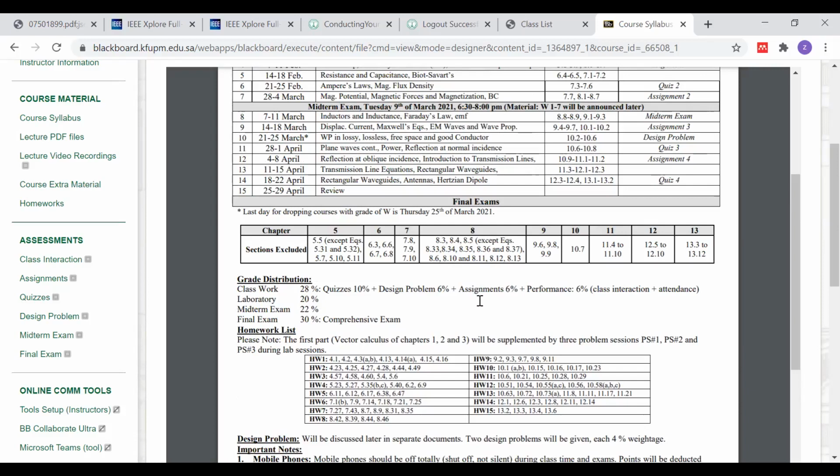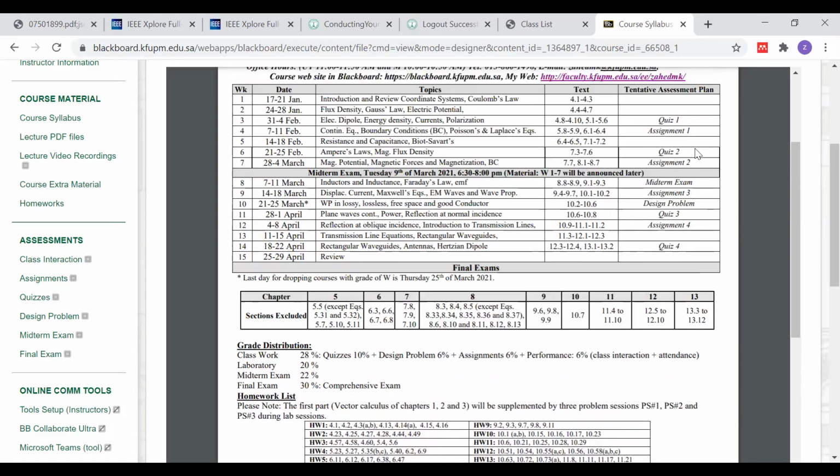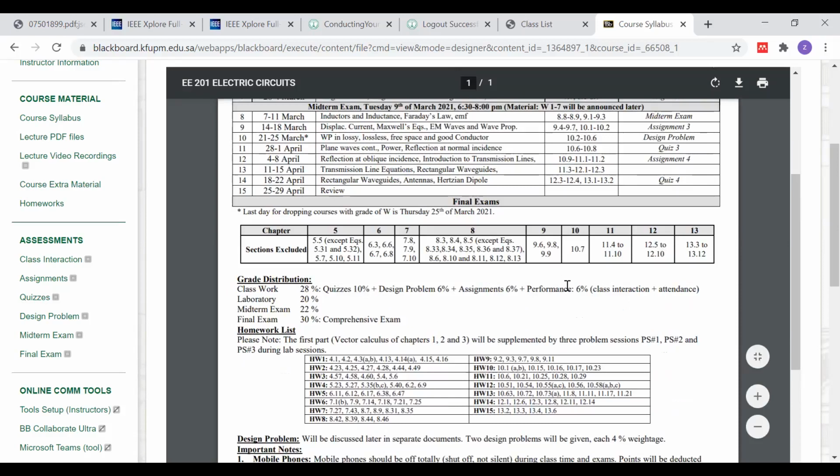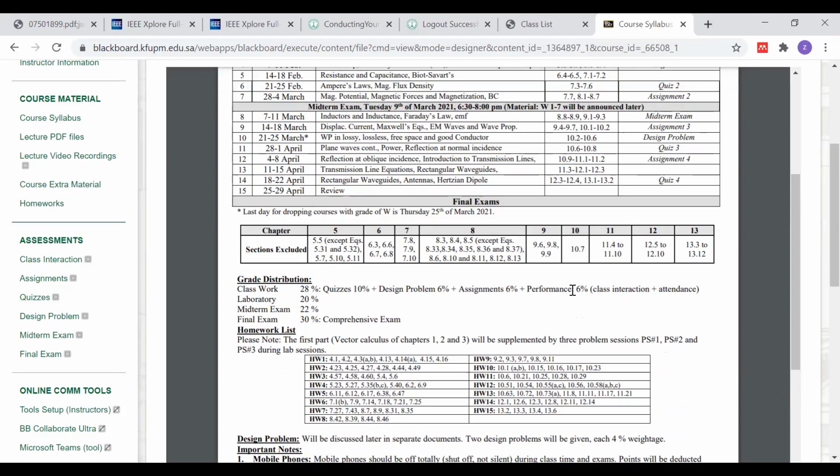And these assignments, there are 4 of them, if you see here. These assignments will be composed of 4 to 5 problems, and you will be given around 1 week to submit the assignments, 1 week or 10 days.